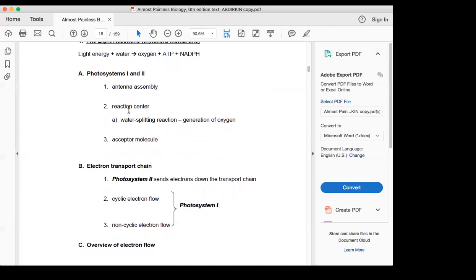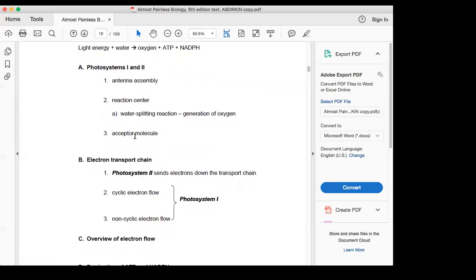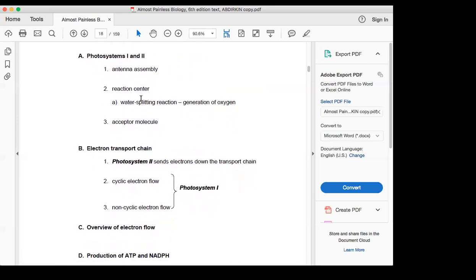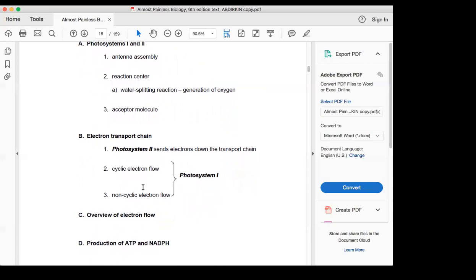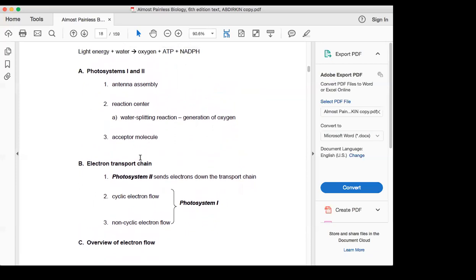Now we want to look at a little more detail as to what is going on on the thylakoid membranes, because it's a little complex. We'll see, but there are going to be 2 different systems, photosystem 1 and photosystem 2. And each one of these photosystems, we will see, let's look over here.